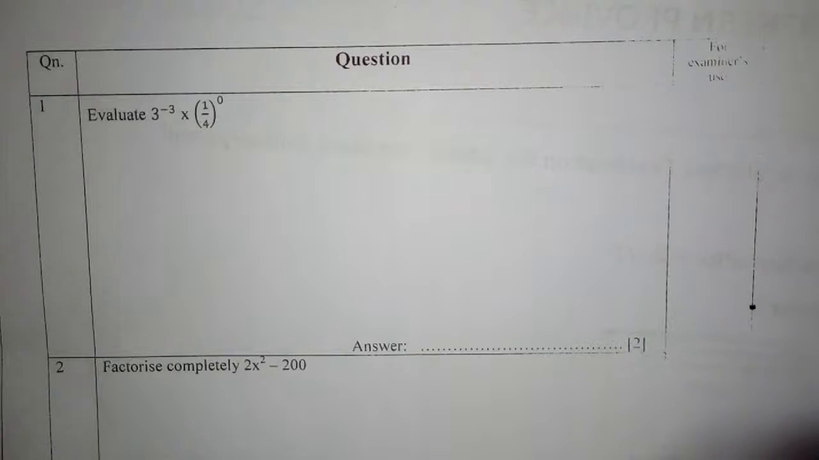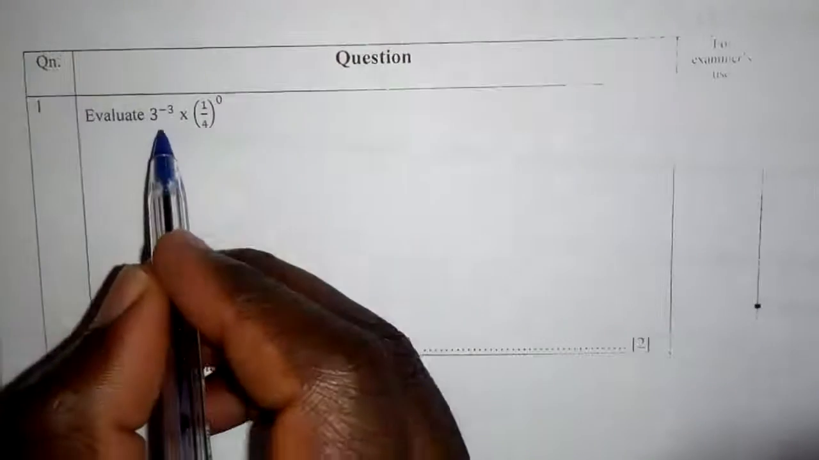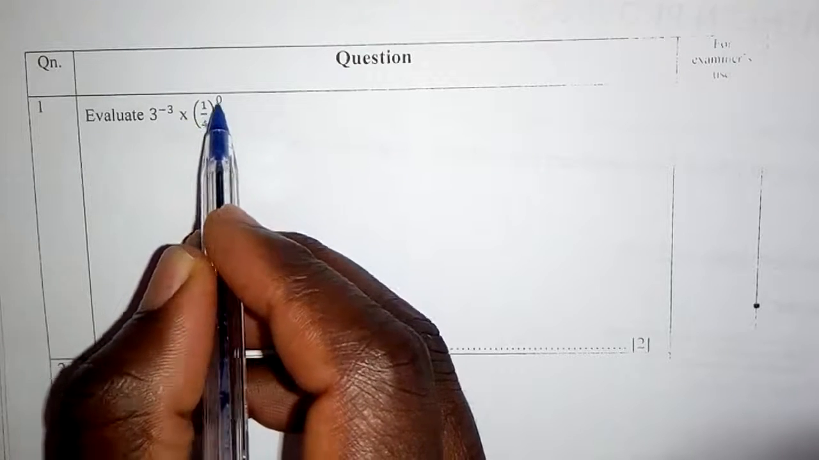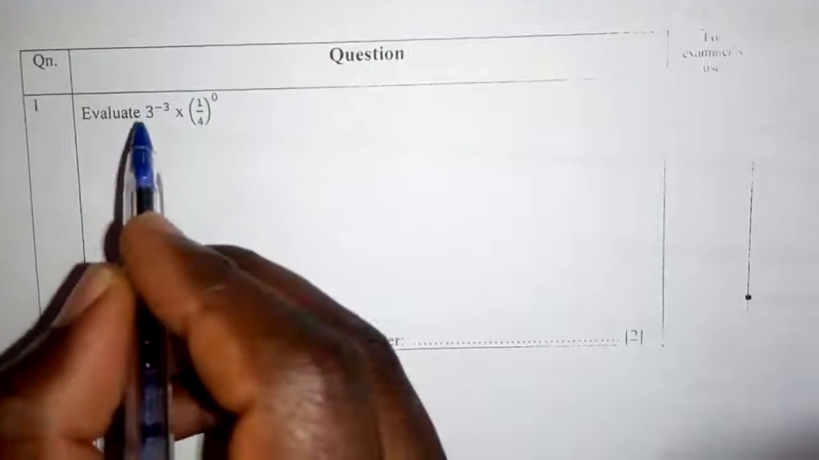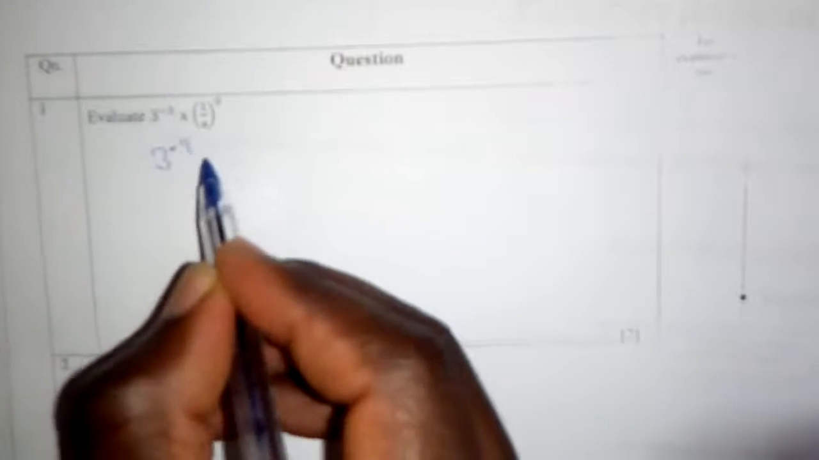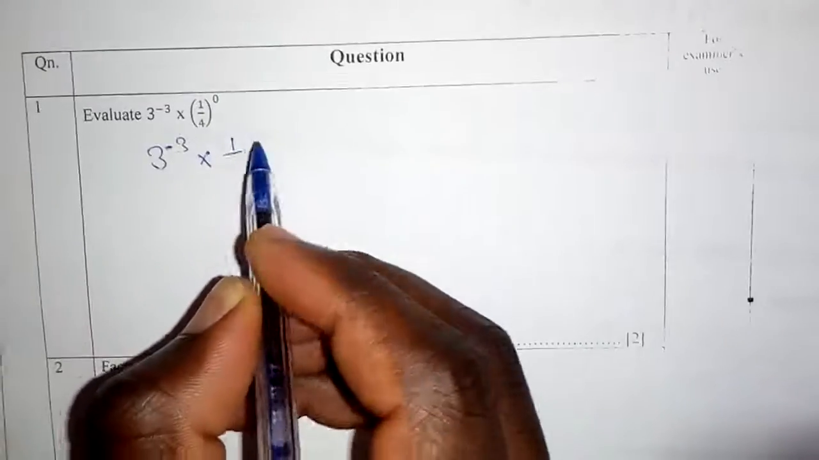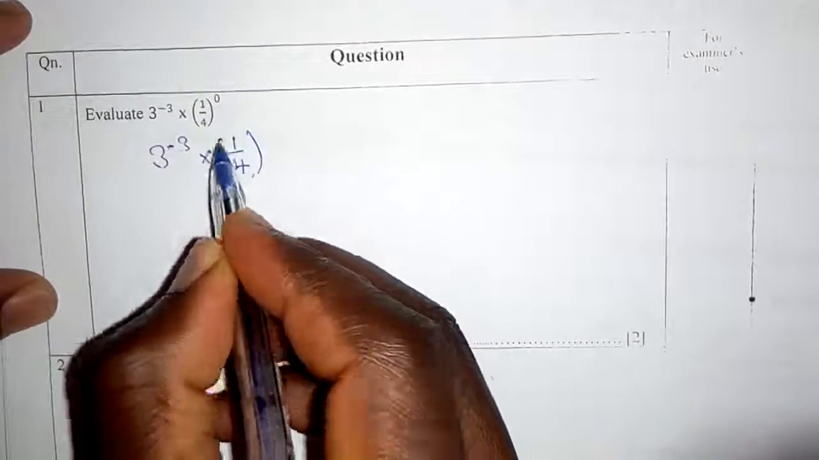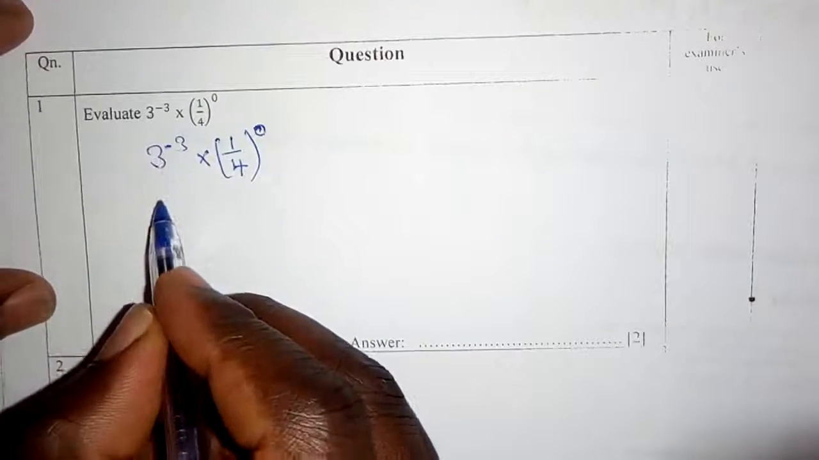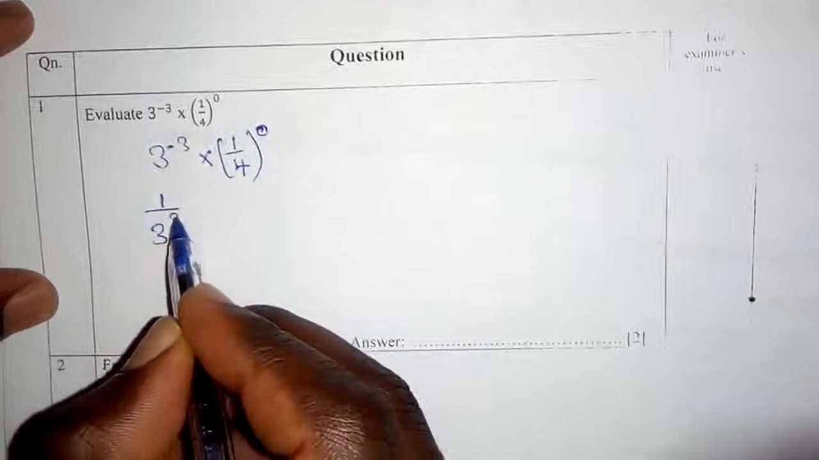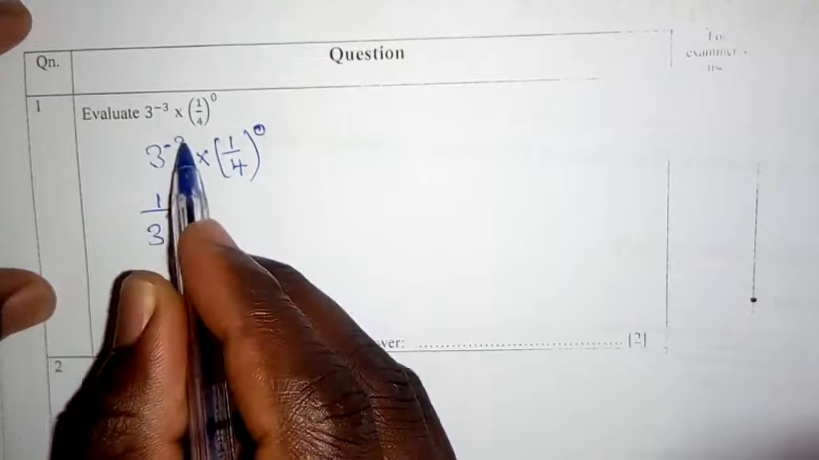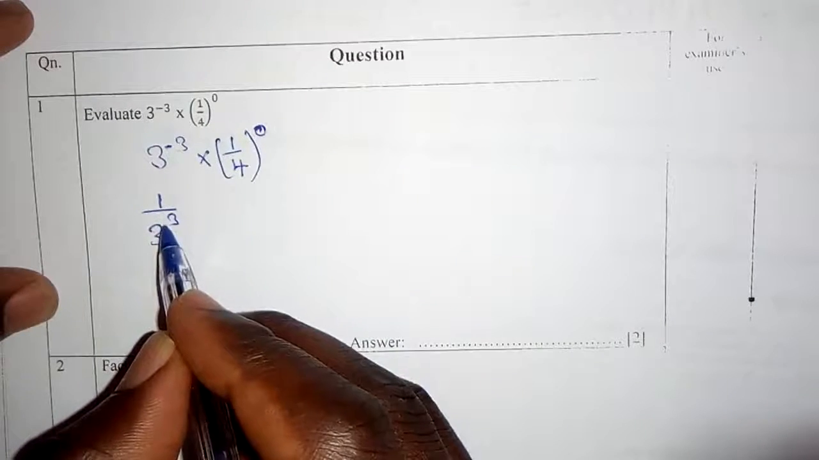So, question 1, we're asked to evaluate 3 to the power negative 3 multiplied by 1 over 4 to the power 0. So what we do here is we copy what we've been given, what we are able to see, and then this one will look like this. This inverse will be on top and everything will be down here together with the power. This time around the power will be positive.